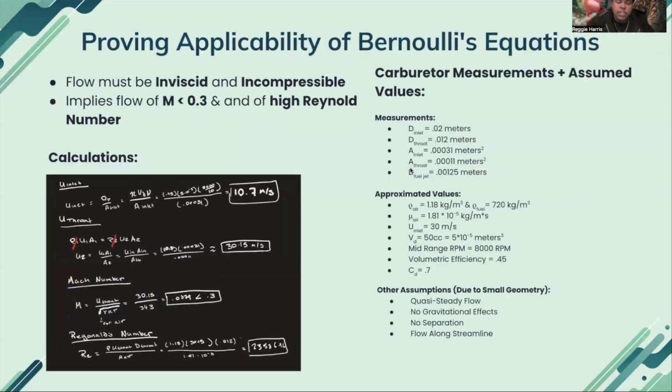Since we know that Bernoulli's equation is the underpinning principle for the function of the carburetor, we must prove that it is an appropriate model in this instance, i.e., we must prove that flow through the carburetor is inviscid and incompressible. Using measurements we found through our dissection and approximated values from other chainsaws, we're able to find the Mach number through our carburetor was less than 0.3, and it had a Reynolds number of 23,000, which is well above the 10,000 range, meaning viscous effects can be ignored, and the flow is in fact inviscid and incompressible.